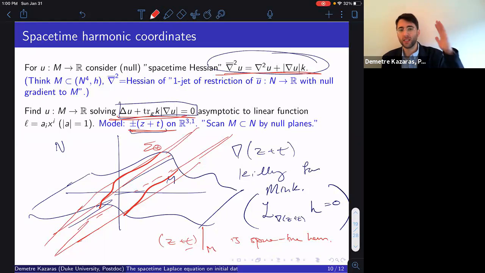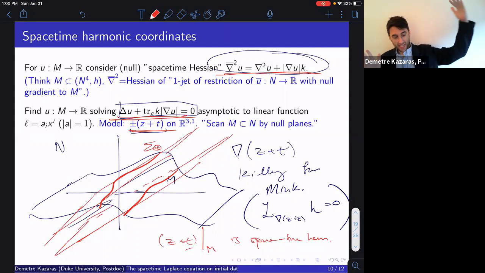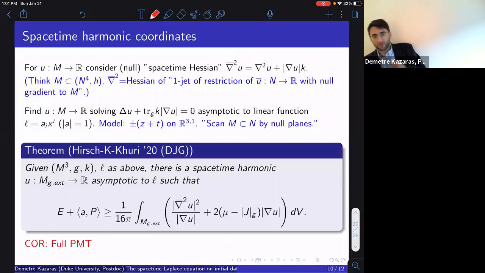So you can imagine this process of finding a space-time harmonic function on an arbitrary initial data set and considering the level sets that it gives you, the foliation of surfaces of your initial data, is kind of scanning your Riemannian manifold, your initial data set, by null planes, null hyperplanes in the ambient manifold, the intersection of those things to your initial data set. Okay, so it works out. This is joint work with Sven Hirsch and Marcus Khuri.